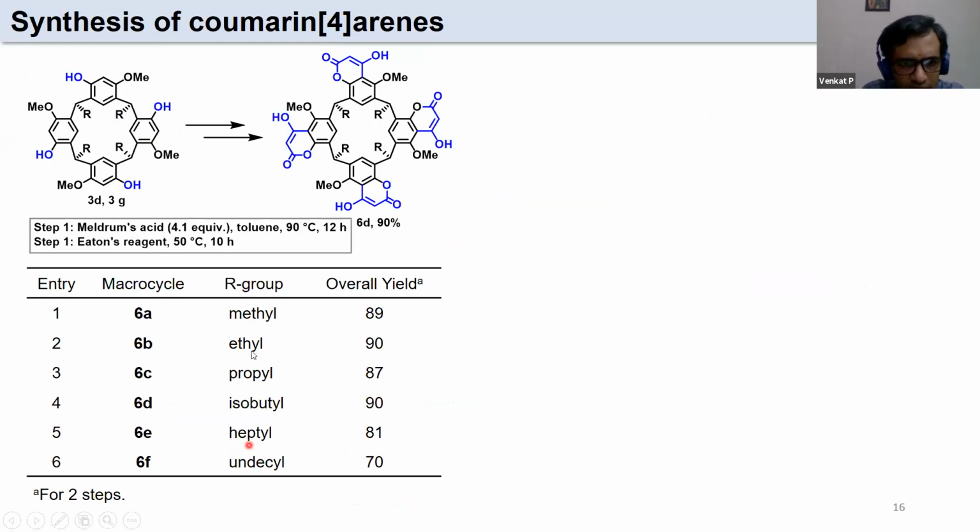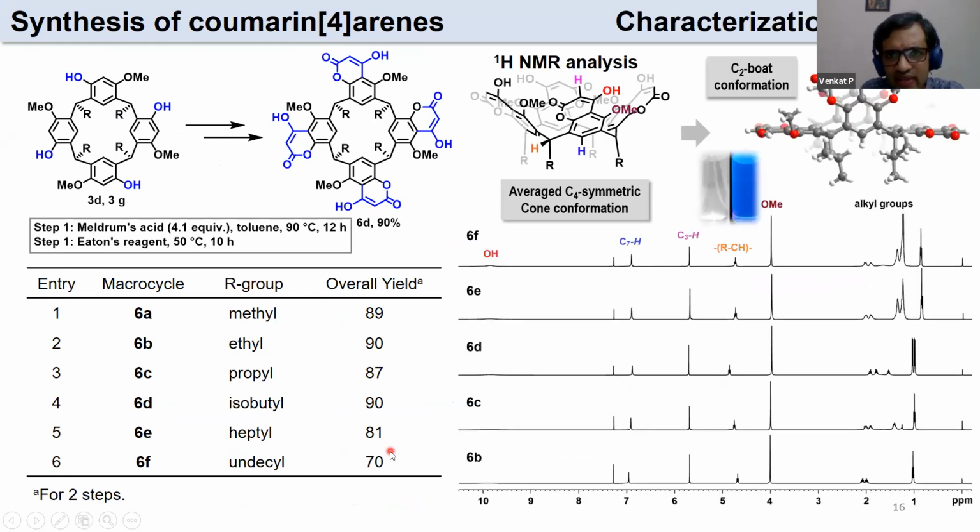A variety of coumarin 4 arenes were made in the laboratory with reasonably good yields. And the exciting property with this coumarin is that when you have this substituent at this site, and you change the variation here, you will be able to rigidify the skeleton. Right now, the substituent gives flexibility, and hence it remains in one particular conformation in the solid state. This is called a boat conformation, whereby two arms are lifted up and the other two opposite arms are flat.